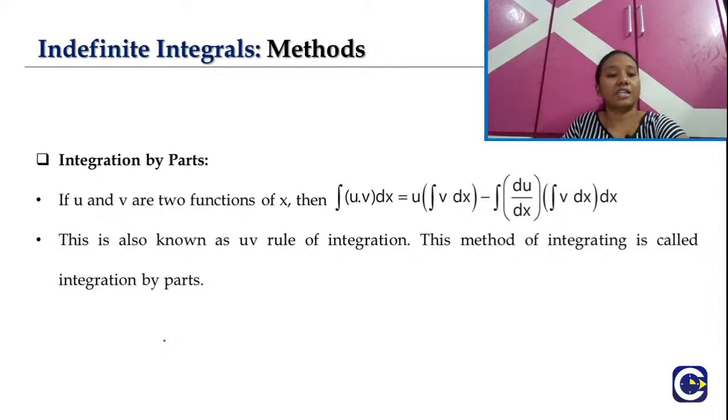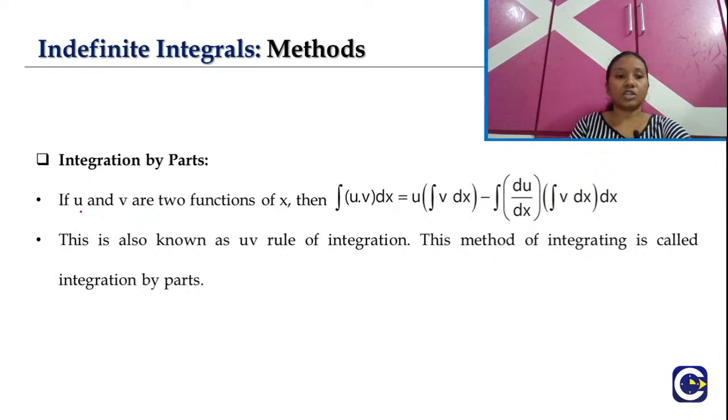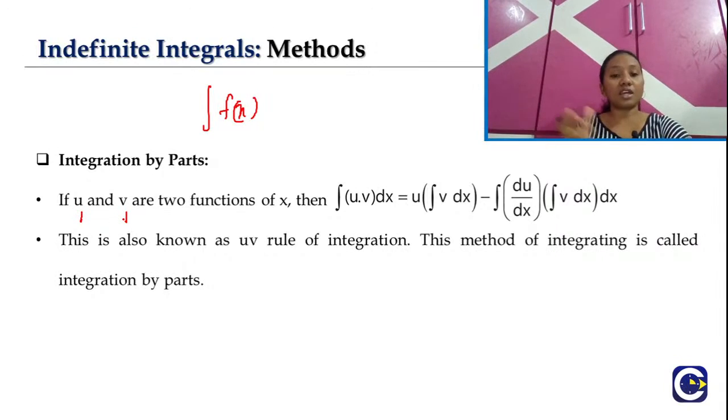This is our next method after our substitution method. Here comes the second method, that is integration by parts, right? So if u and v are two functions of x, so here we are having two functions. Generally we have integration of f of x, where f is a function of the variable x. But in this case I have two functions u and v, both functions of variable x, right?